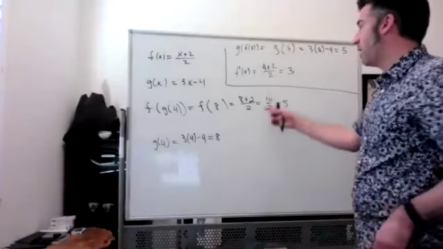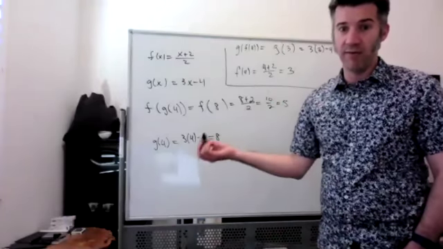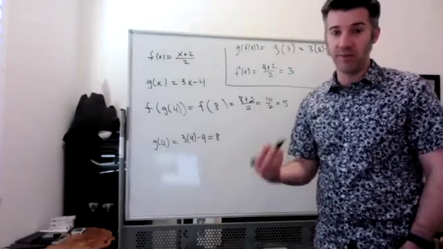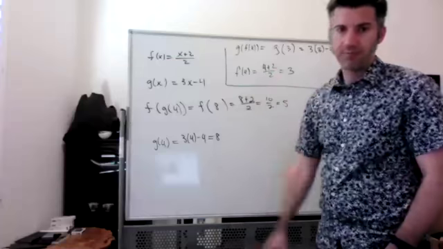Okay, so this is a not great example because usually f of g of 4 and g of f of 4 are not equal to each other unless the functions are inverse functions. And these are not inverse functions.